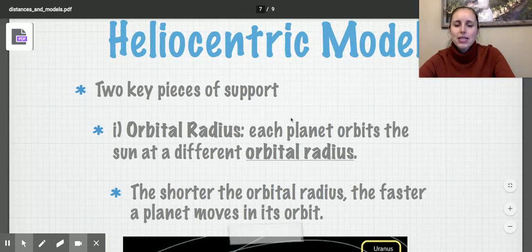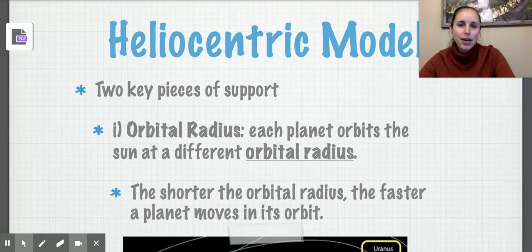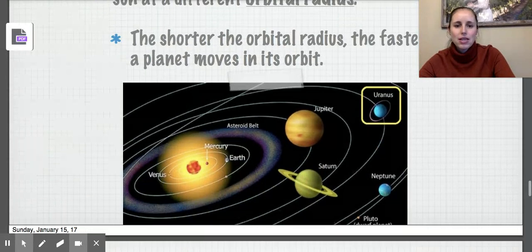Each planet has a different orbit, and they orbit around the sun at a different orbital radius. So essentially, an orbital radius is how big the radius of an orbit is. So it's a little bit easier to actually look at it with a picture. Let's look at the first one you can really see in this picture, which is Earth. So we can actually see Earth's orbital radius. So Earth's orbital radius is essentially how large its orbit is.